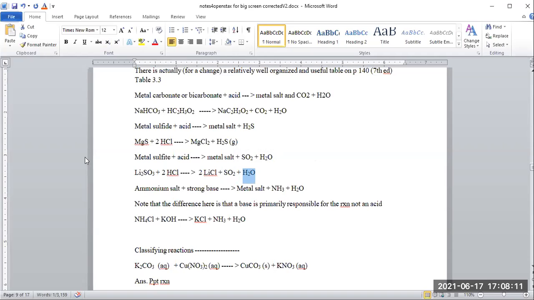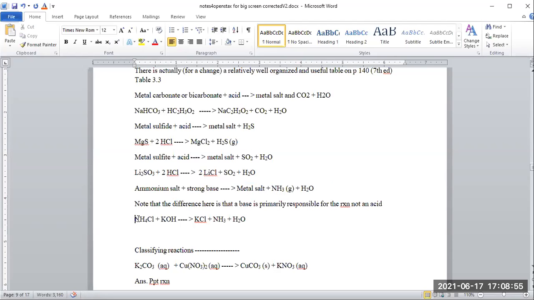Now the final one, this one's kind of different in that when you're looking at the first 3 here, all of them are something and acid. Using ammonium, NH4, you need a base to make this react. So again, metal salt, that's a common theme here. Here's your gas. NH3 is the gas that you are producing.